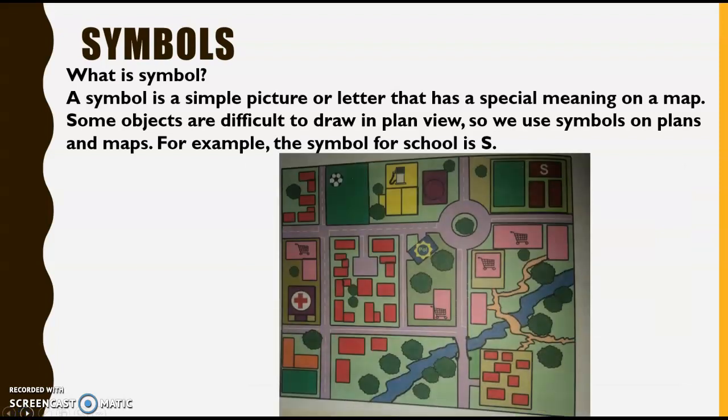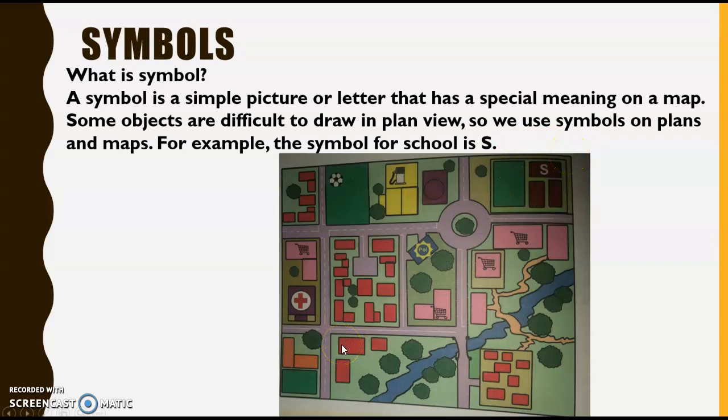Back to learning about symbols on a map. I found a picture of a map in one of the textbooks. It's called a Viva Social Sciences textbook. And on the map, we find symbols, and there is the symbol with the letter S. And over there, we can assume that there is a school.